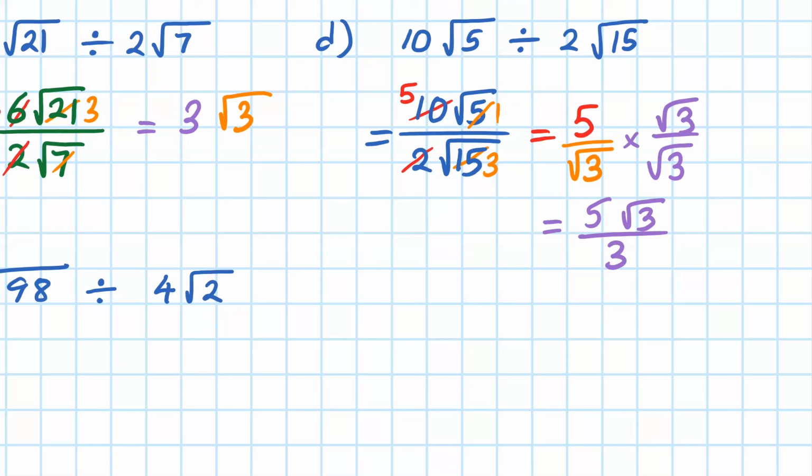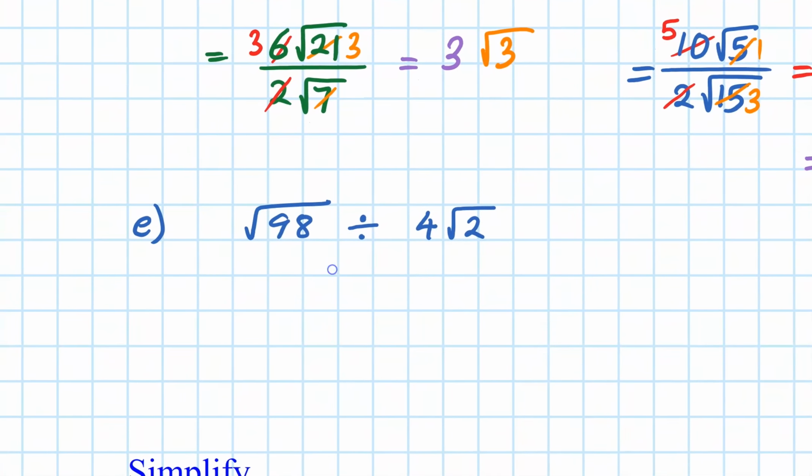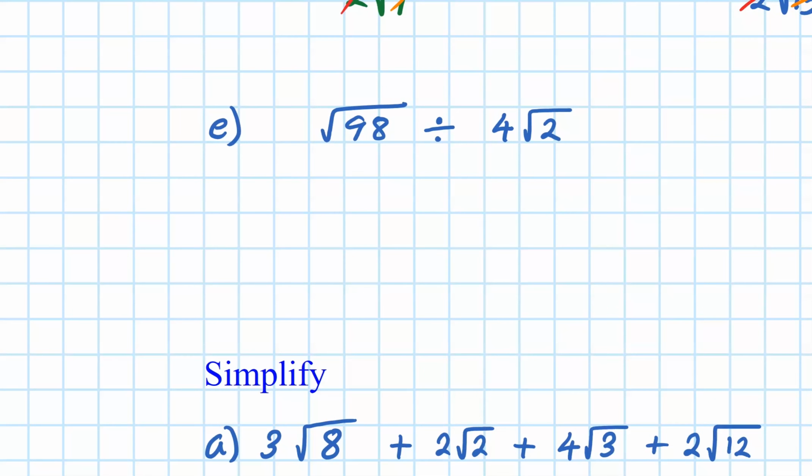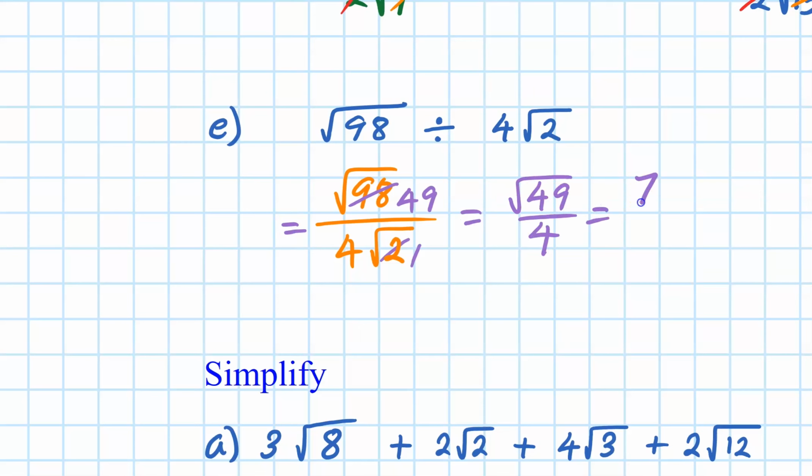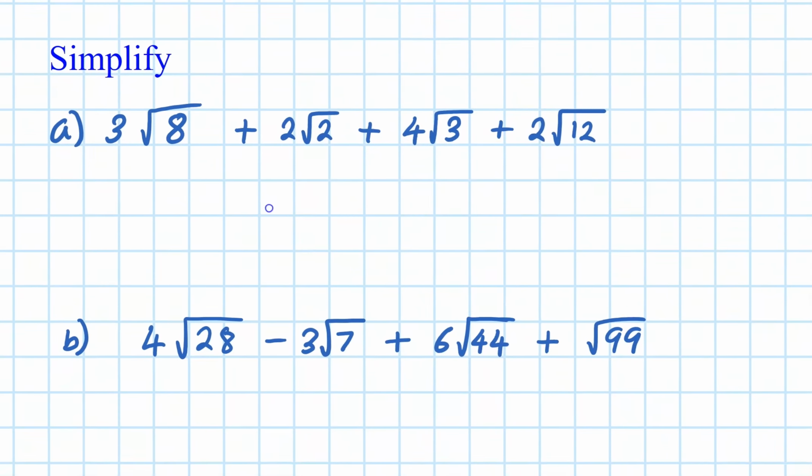So if the question says simplify and rationalize the denominator, that's what you need to do. Okay, that's our purple answer, our final answer. Okay, one more. Root 98 divided by 4 root 2. Here we have 1 and 49. It's root 49, therefore we write down root 49 on 4, which is 7 on 4. That's my final answer. Let's keep moving.